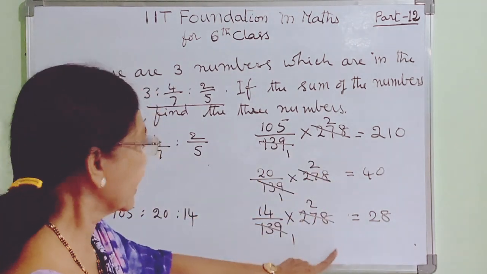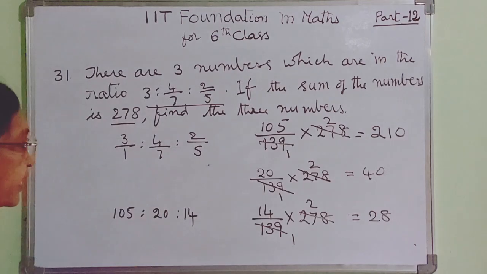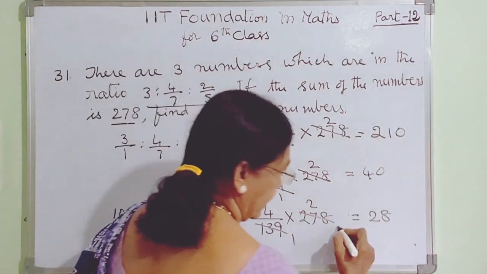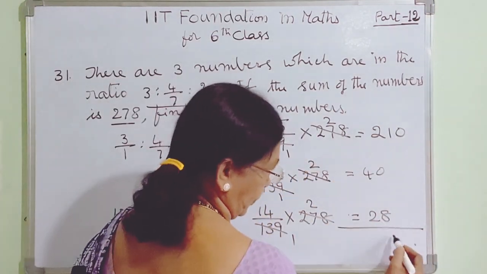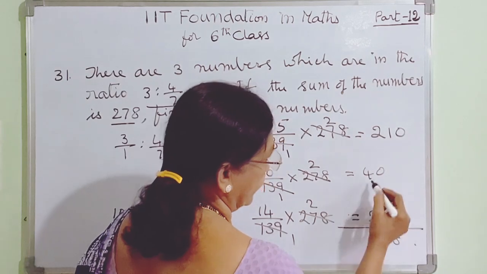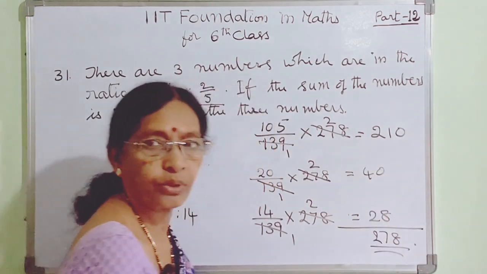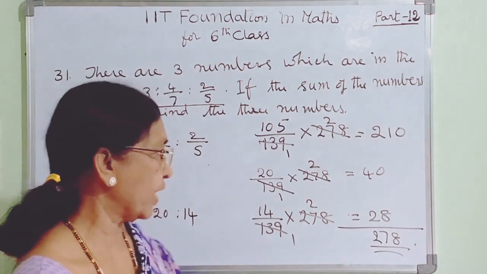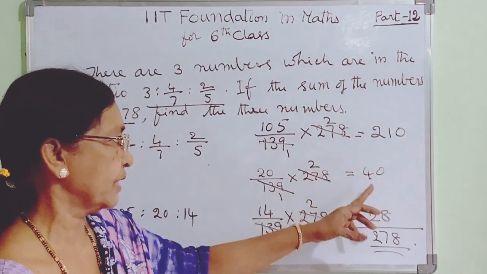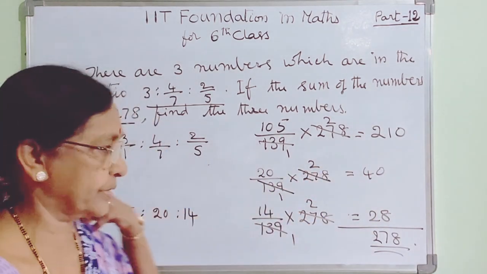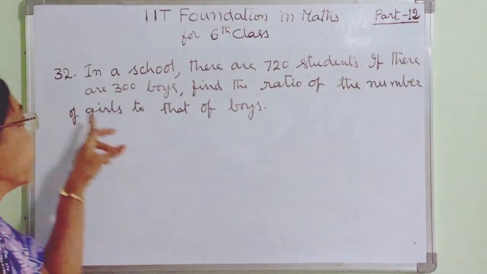Let us see whether the sum is equal to 278 or not. We will sum up the three numbers. So 8, 2 plus 4, 6 plus 1, 7 and 2, 278. So our values of the numbers are correct: 210, 40 and 28.